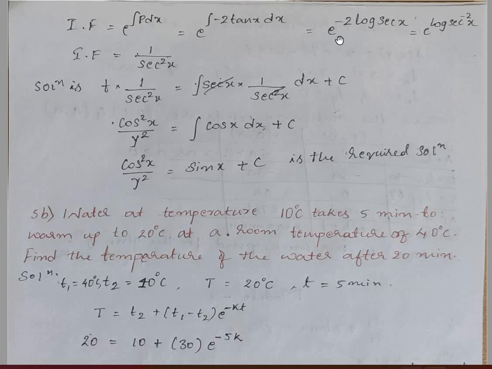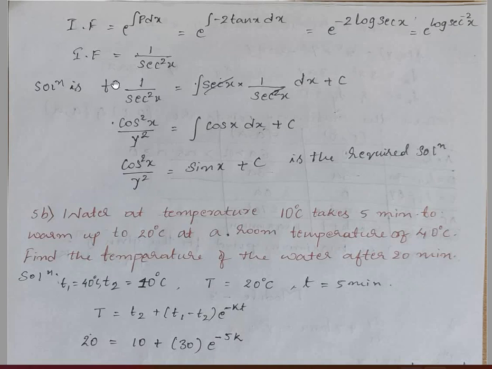So the integral of tan x is log secant x. So I got e power minus 2 log secant x. Applying laws of logarithm, I got e power log of secant power minus 2 x. Then I can write that value as 1 over secant square x, the integrating factor.